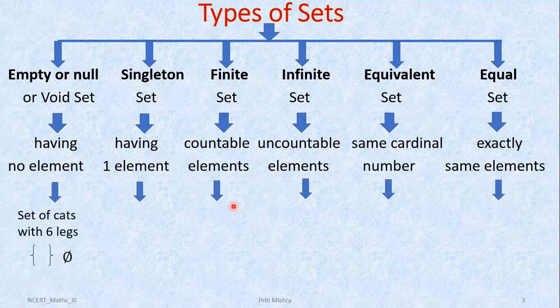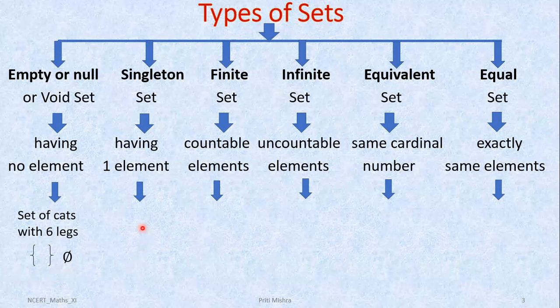Empty set: if I ask you to write down a set of cats with 6 legs, are you able to write down even a single element for such a set? No, because we can't find any cat with 6 legs. So this set will be an empty set, and we denote the empty set with curly braces only or with the symbol phi only. Another example: if you have to write down the set of aliens in India, the set of aliens in India will remain empty. So we will write it like this.